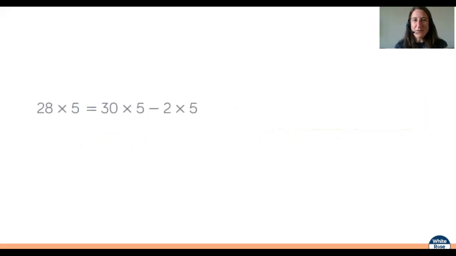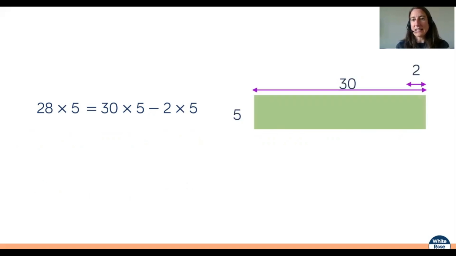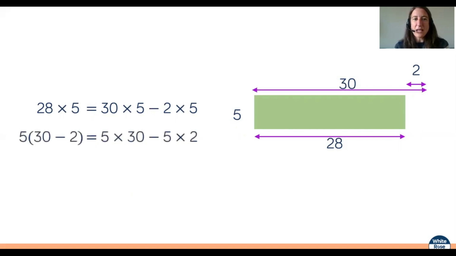So another strategy for mentally calculating 28 multiplied by 5 is to think of it as 30 multiplied by 5 and then subtract 2 multiplied by 5. And again, you can see this on the area model. So we know 28 multiplied by 5 is equal to 5 multiplied by 28 due to commutativity. So we know that it's the same as 5 multiplied by, in brackets, 30 subtract 2. And you can see the expansion of that there as well. And of course now that links to algebraic thinking again, but this time we have a negative in the bracket.